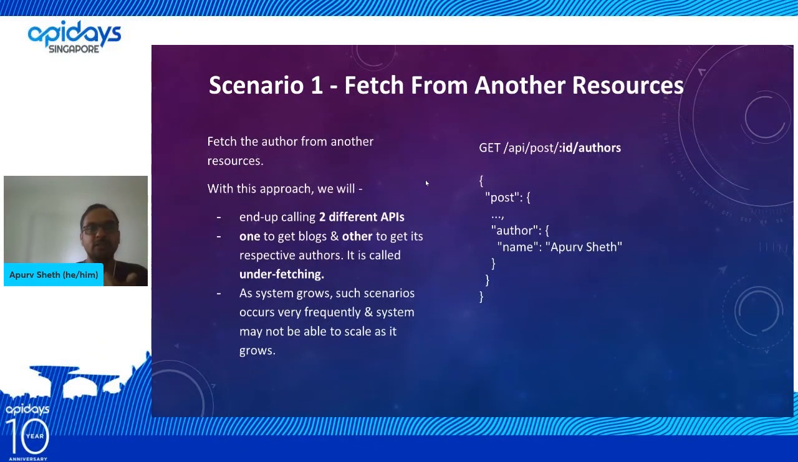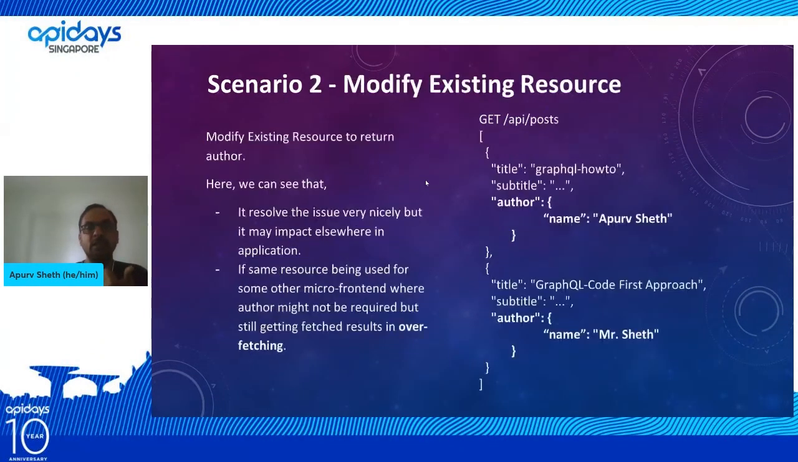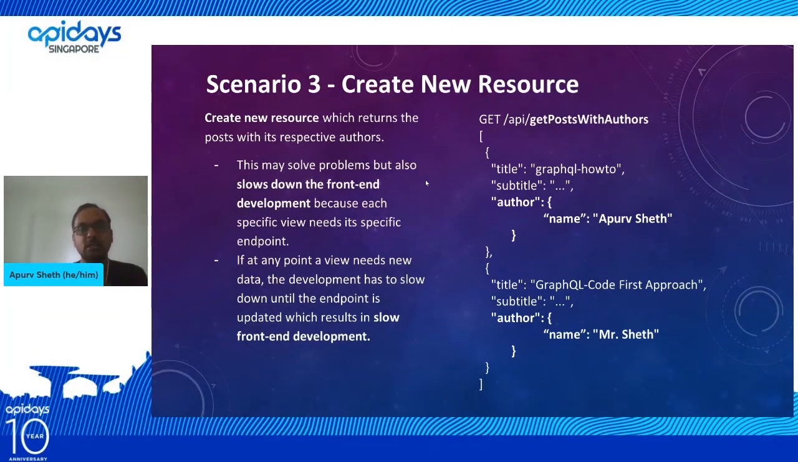So the first scenario we discussed was underfetching. The second scenario we discussed was overfetching, where even though we don't want the data, we continue to get it. And the third one is to create a new resource which returns the post with its respective authors, right? If we keep on creating new resources as I mentioned earlier, then whichever team is involved in the front end development activities will have to wait until the new API endpoints keep being introduced.